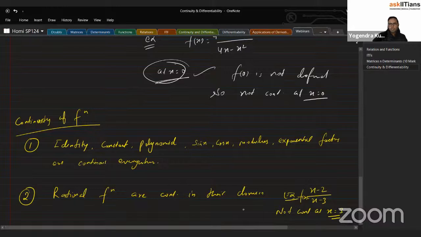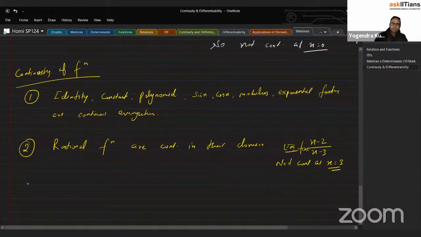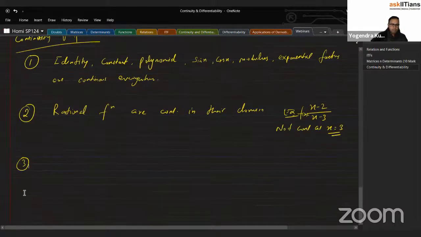The domain will not include 3, right? So that's what, in its domain, it will be continuous. Third point: other trigonometric functions, other than sine and cos, are continuous in their domain, right?